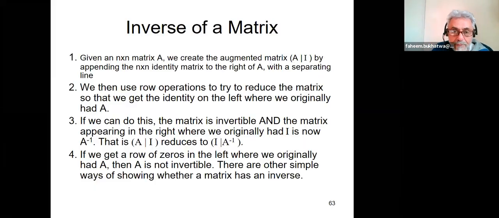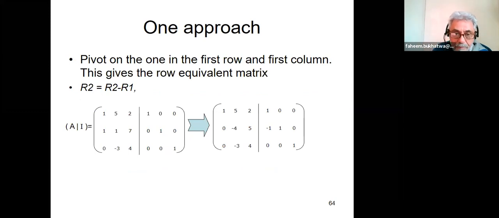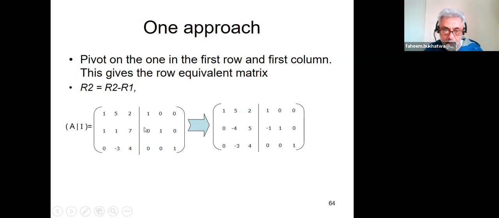So the inverse of a matrix, let's take it from here. Here's the value. It says pivot on 1 in the first row. So let's start with this one here, with the first row and first column. And this gives the row equivalent matrix.